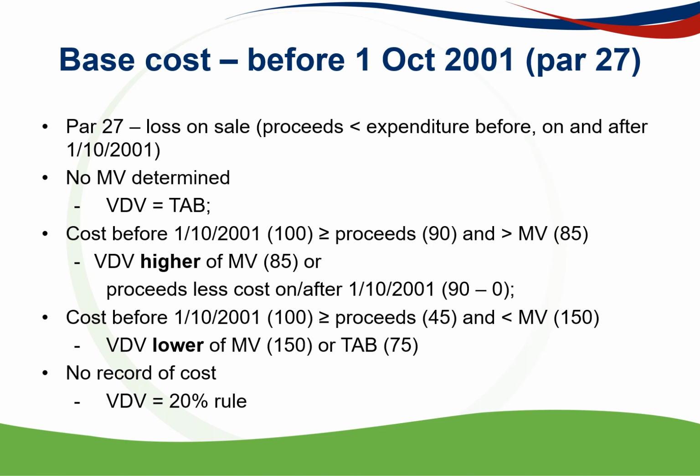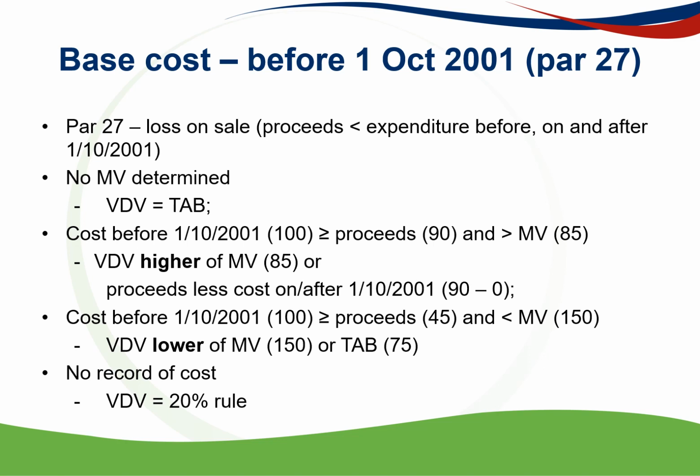Okay, the base cost in terms of paragraph 27 for assets purchased before 1 October 2001. Paragraph 27 is where there's a loss on the sale. The proceeds are less than the expenditure before, on and after 1 October 2001. Then there are 4 scenarios. The first instance, where no market value was determined, the valuation date value is equal to the time apportionment base cost.